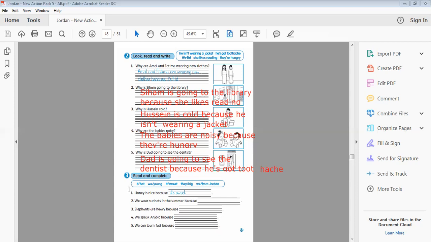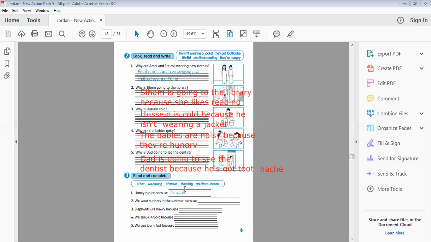Read and complete. It's hot, we young, it sweet, they big, we from Jordan. Subject, adjective, subject, adjective, subject, adjective. So you have to put there: when the subject is singular, you put is. When the subject is plural, you put are, okay? We know that he, she, it take is; they, we, you take are; and I takes am, okay?